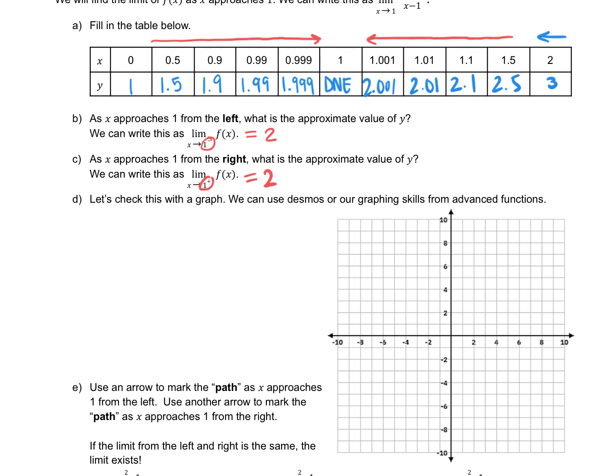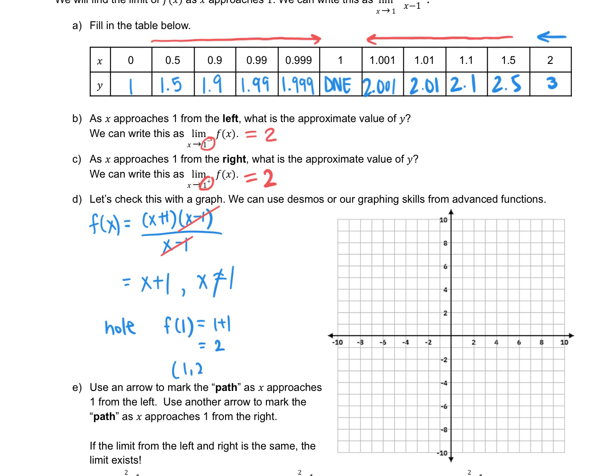So let's graph our function f at x. Well, in advanced functions, the first thing we would have done was factor the numerator. x squared minus 1 is a difference of squares, so x plus 1, x minus 1, all over x minus 1. Then we notice x minus 1 is common, so f at x simplifies to x plus 1, where x cannot equal 1. That's a restriction. And because the x minus 1 factors were common to the numerator and the denominator, that means we actually have a hole. And where is that hole? Well, if I replace x with 1 in the simplified equation, the hole is at (1, 2).